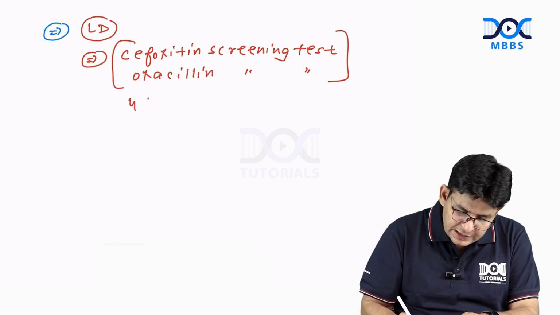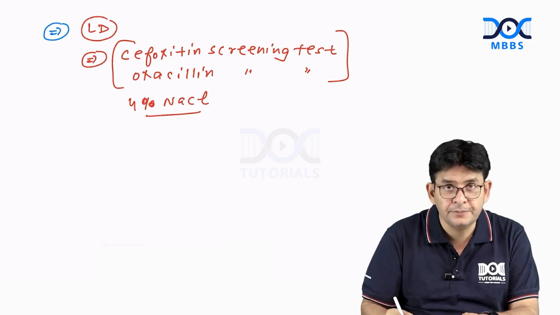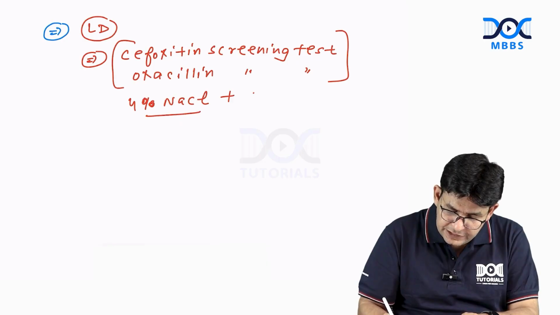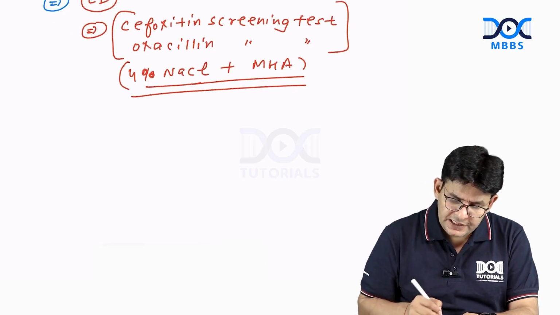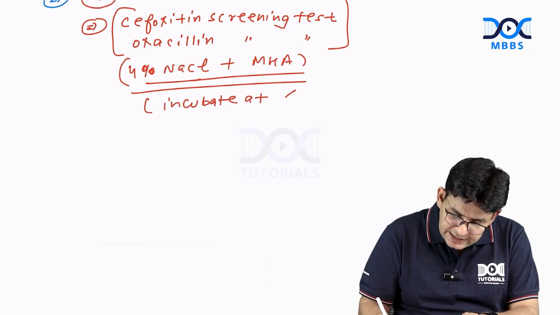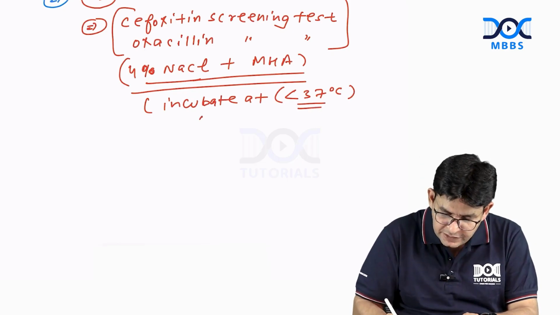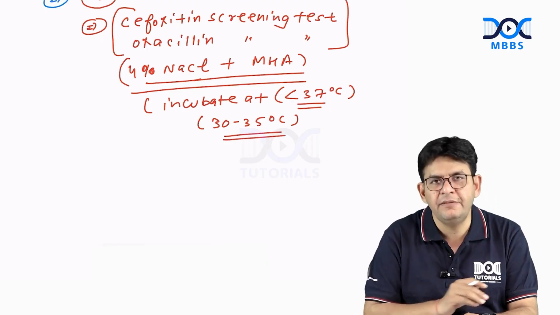Now, in this, a certain change is there: you have to add 4% NaCl into the MHA plate, because this Staph aureus loves sodium chloride. So 4% NaCl you have to add, and you have to incubate these plates at less than 37, not at 37. And preferably, what is the temperature at which you incubate them? 30 to 35 degrees centigrade.